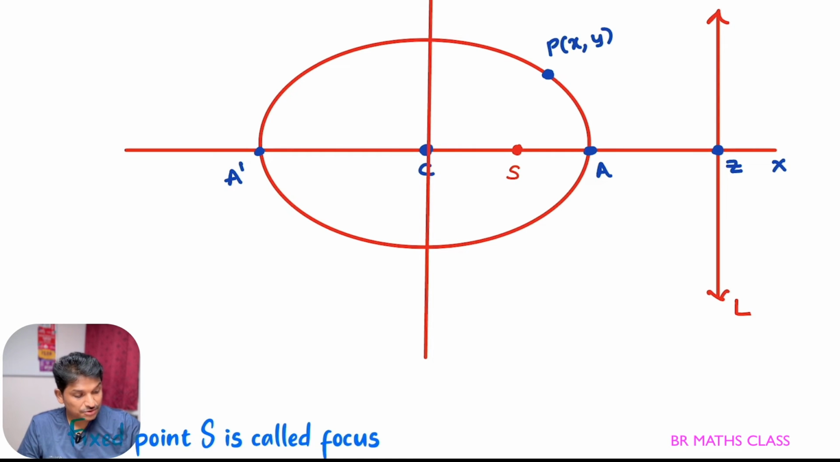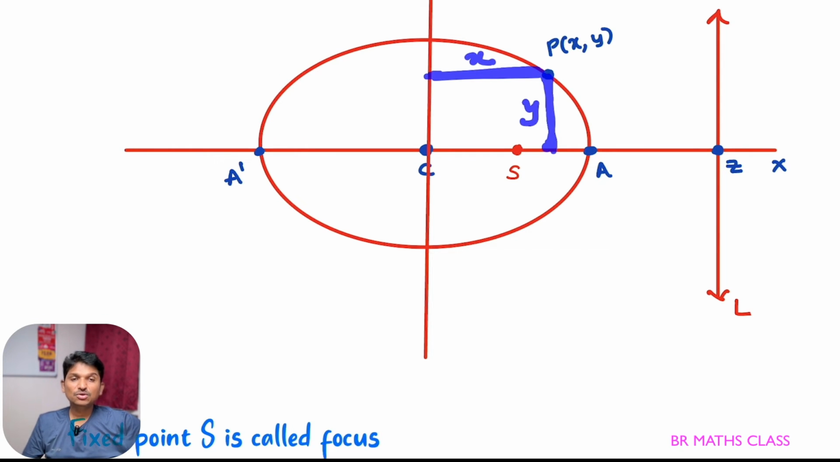Now observe this carefully. Here I have taken P as x comma y. P is x comma y, what does it mean? It means this length is x, and this length is y. P is x comma y, the meaning is only that. This length is x, this length is y. I hope you understand.